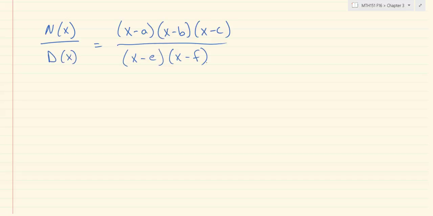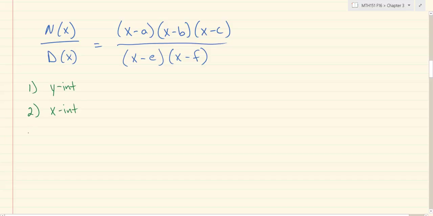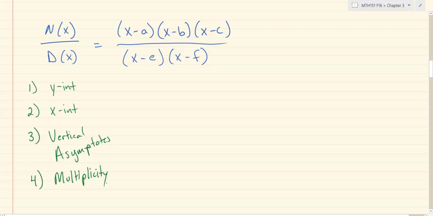Let's say that we have n of x divided by d of x. How does this equation impact the graph? So there are some characteristics of the graph that we want to look at. Number 1, the y-intercept. Number 2, the x-intercepts. Number 3, the vertical asymptotes. Number 4, multiplicity. So if you're given this standard format, how do we figure out these things?